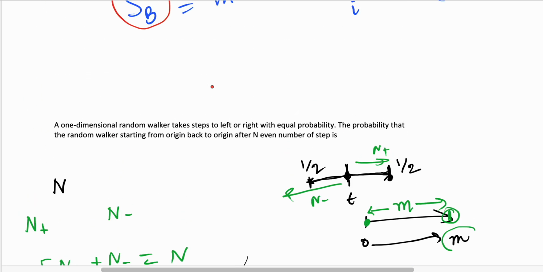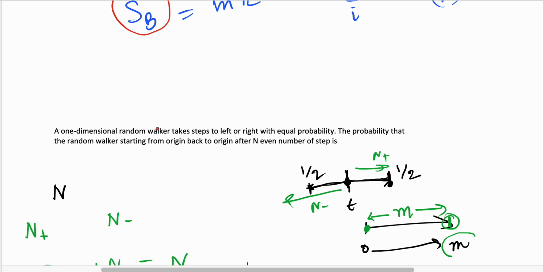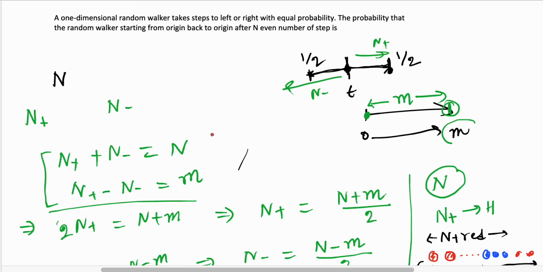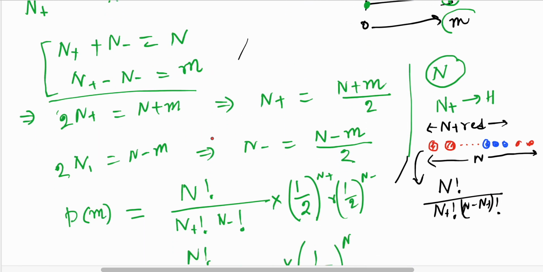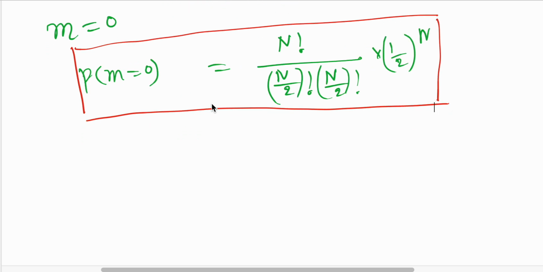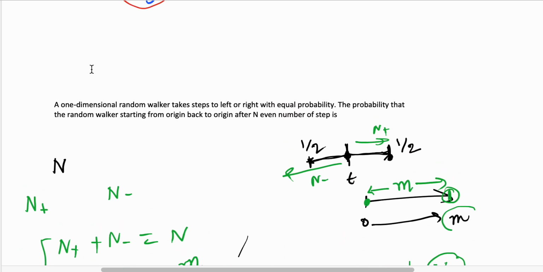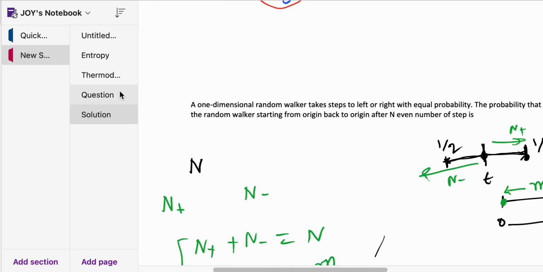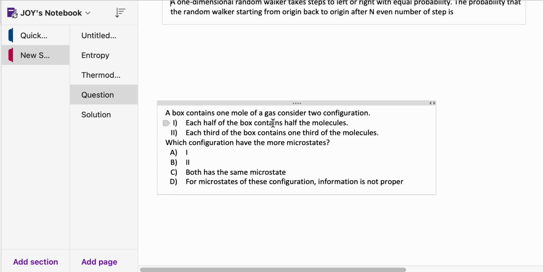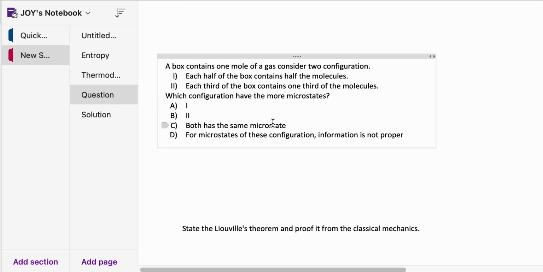So this is the probability that if an individual just walks like this, then after n steps, this is the probability that he reaches back to where he started. So that is the answer to this question. Now let me go to the next question.